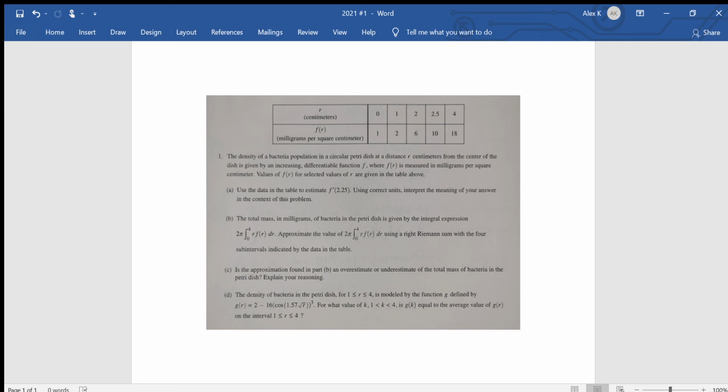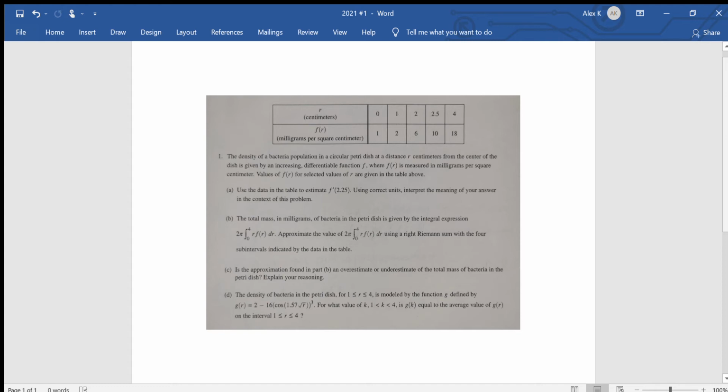Hi, in this video we're going to take a look at question number 1 from the 2021 AP Calculus AB exam. The question is this: the density of a bacteria population in a circular petri dish at a distance r centimeters from the center of the dish is given by an increasing differentiable function f, where f of r is measured in milligrams per square centimeter. Values of f of r for selected values are given in the table above, and the table is shown.